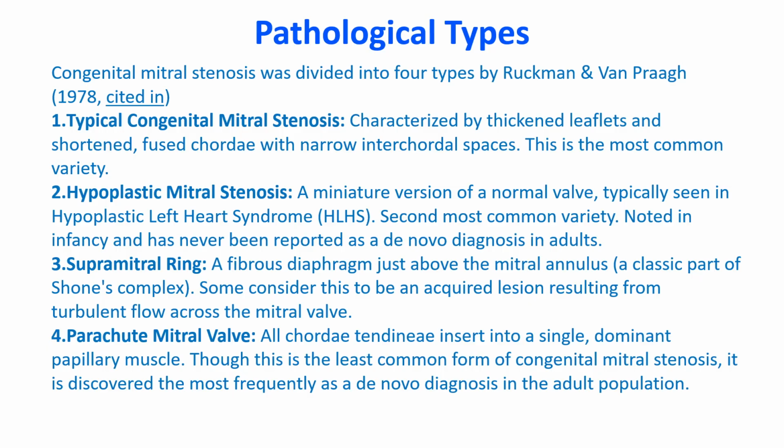Congenital mitral stenosis was divided into 4 types by Ruckman and Van Praag. Typical congenital mitral stenosis, characterized by thickened leaflets and shortened fused chordae with narrow interchordal spaces. This is the most common variety.